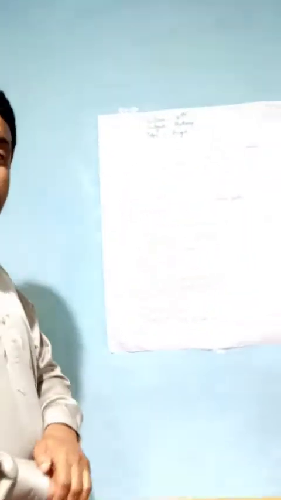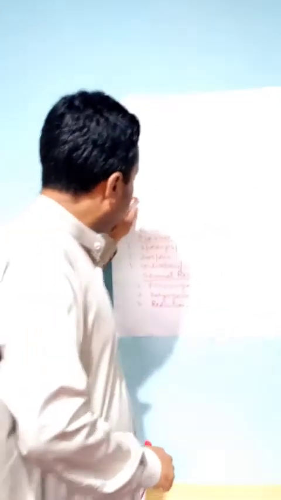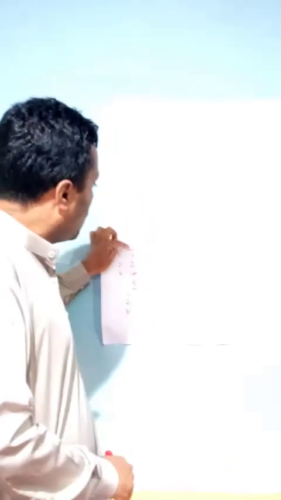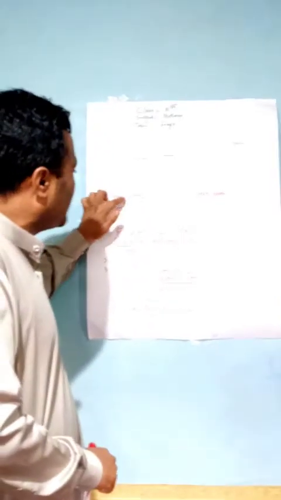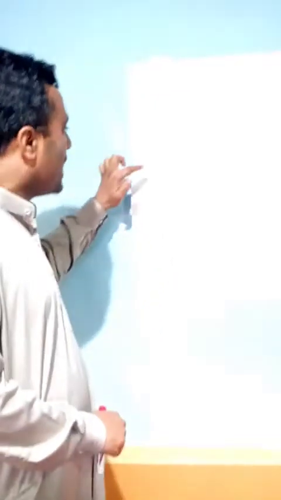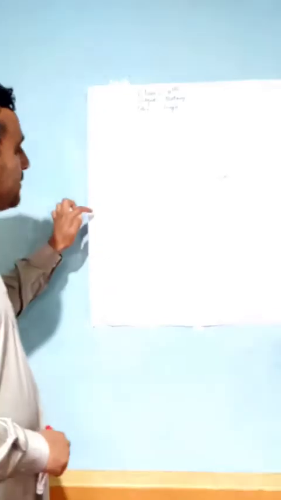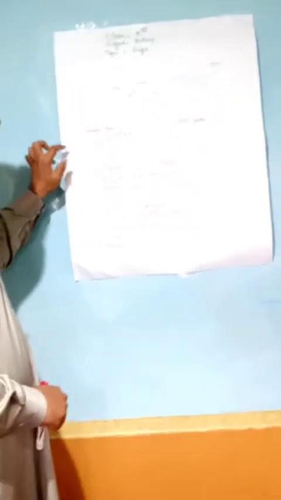Regarding their reproduction, fungi show three different modes: vegetative reproduction, asexual reproduction, as well as sexual reproduction. Vegetative reproduction is shown mainly by three different ways: first, fragmentation; second, budding; third, fission.